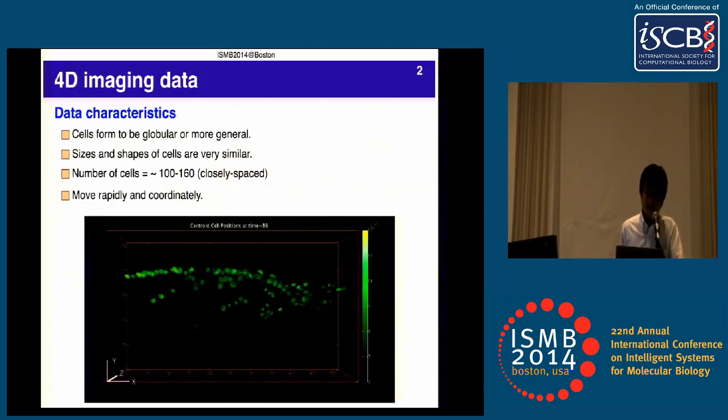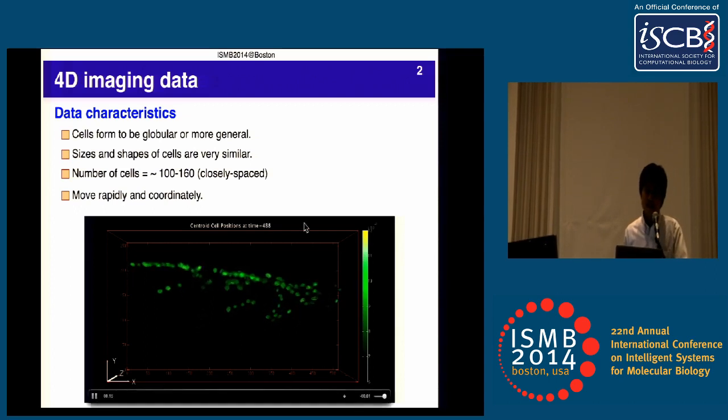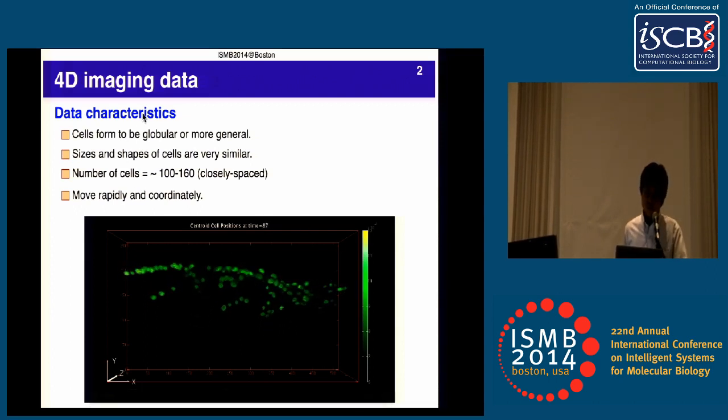So let's see our data. Modern live cell imaging techniques allow us to visualize more than 100 neurons simultaneously in the living state. Our data are characterized as follows. The globular objects in this image correspond to neurons, and basically they are ellipsoidal, but some of them are slightly deformed. The sizes and shapes of neurons are very similar, so it is difficult to distinguish them based on the size and shape.